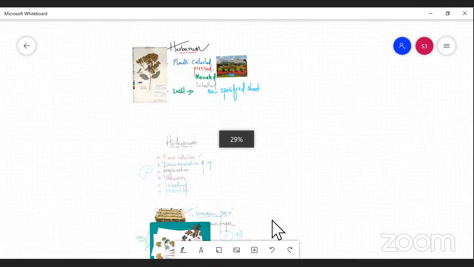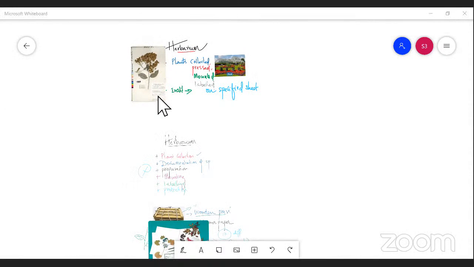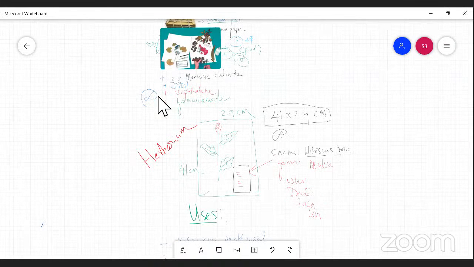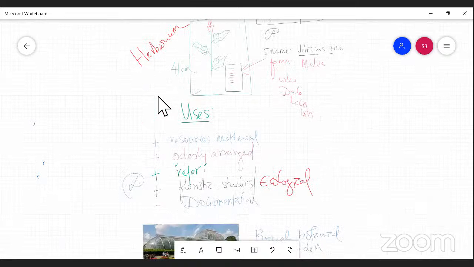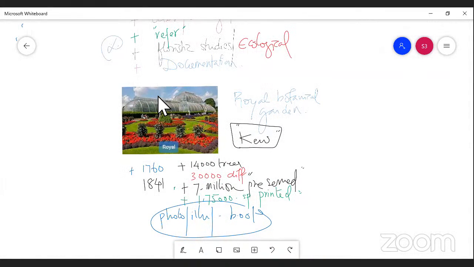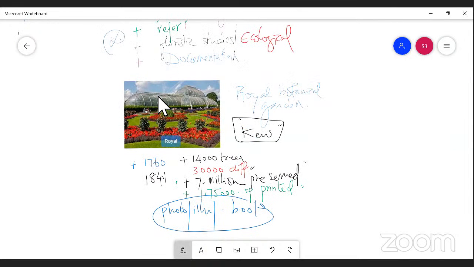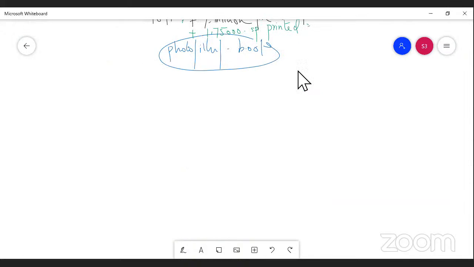Dear students, the largest herbarium in the world is the Royal Botanical Garden. And one more herbarium I'm going to show you so that you can understand, right? There are different herbaria. I'm talking about the national and the international herbarium.